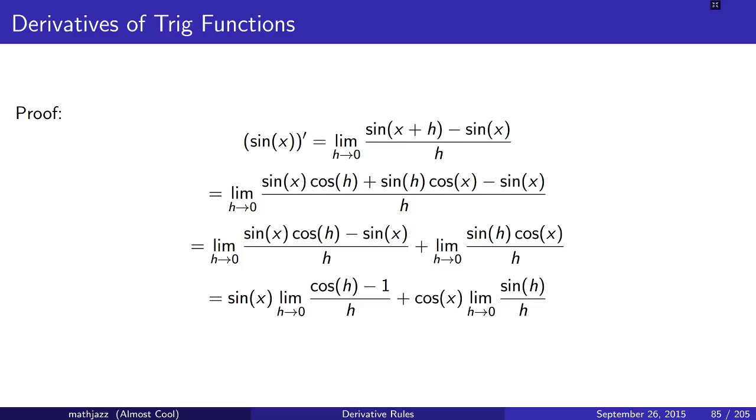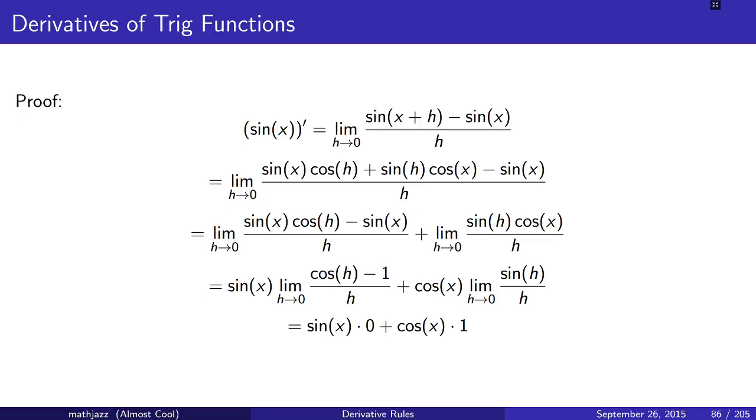The limit as h goes to 0 of cosine of h minus 1 over h is 0, and the limit as h goes to 0 of sine of h over h is 1. Substituting those in, we get sine of x times 0 plus cosine of x times 1, which gives us cosine of x. And that proves that cosine of x is the derivative of sine.